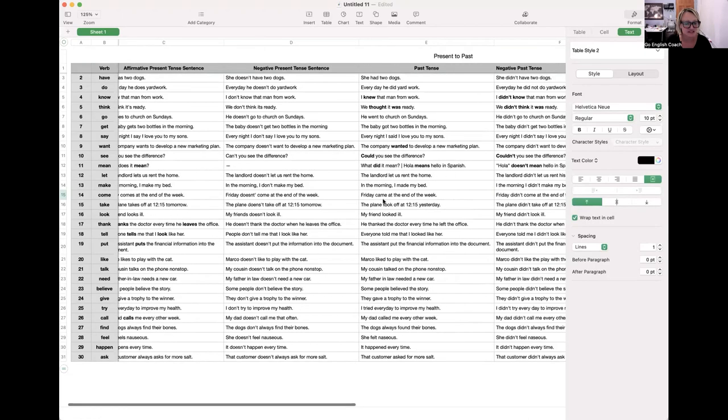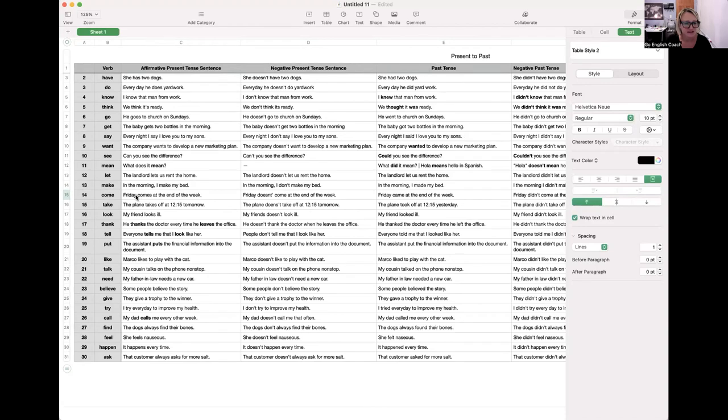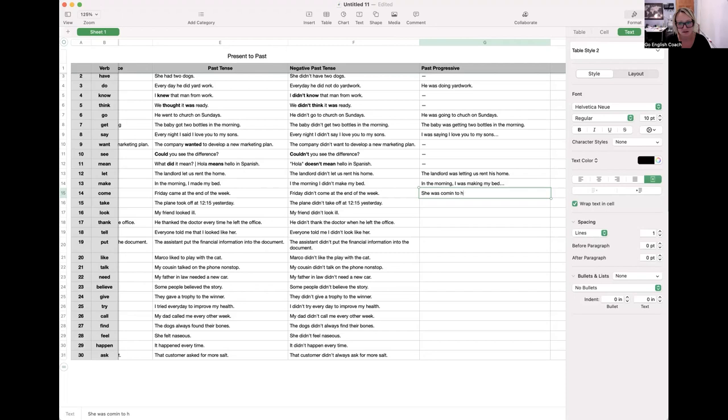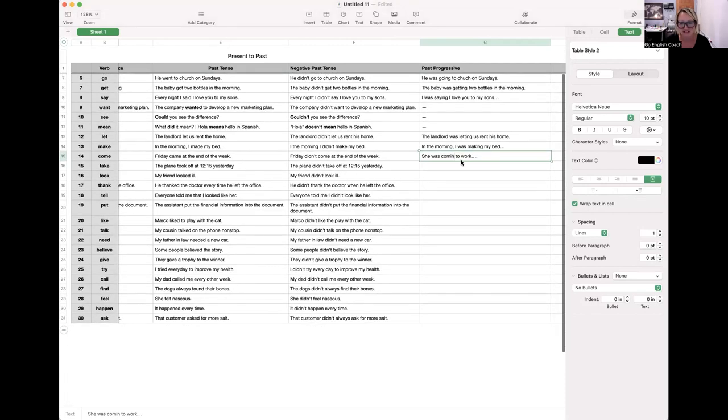If we used a different sentence. How could we change that? She comes at the end of the week. Friday doesn't come at the end of the week. Let's say she was coming. We'll just use coming in a different kind of sentence here so that it actually makes sense. To look, we're not really going to do that. She looked ill. You could say she was looking ill, but it doesn't really change the meaning.